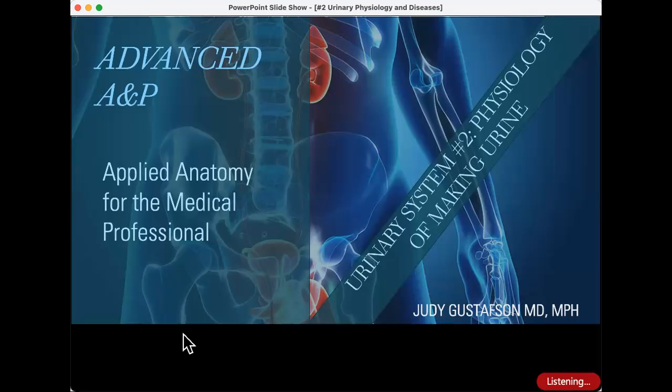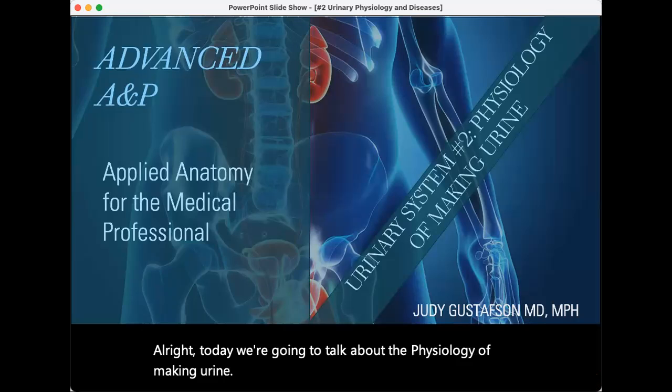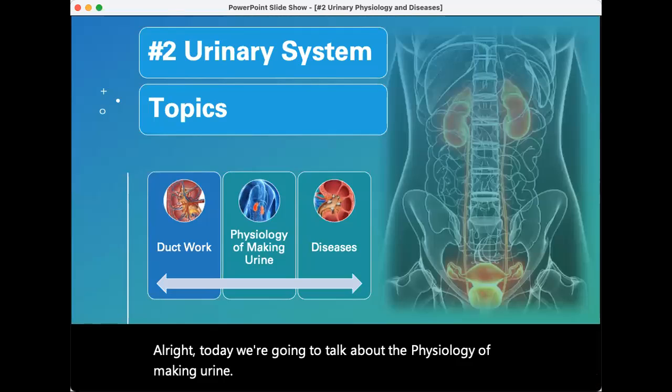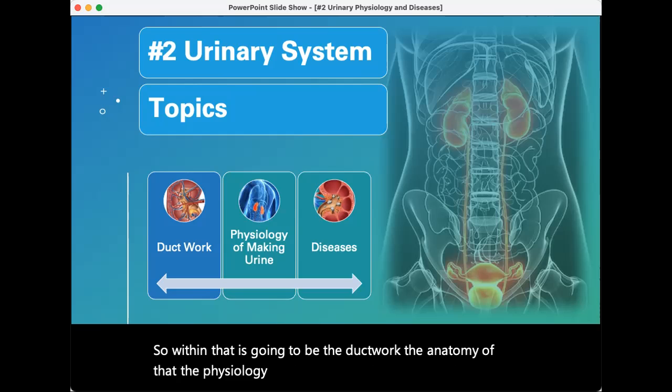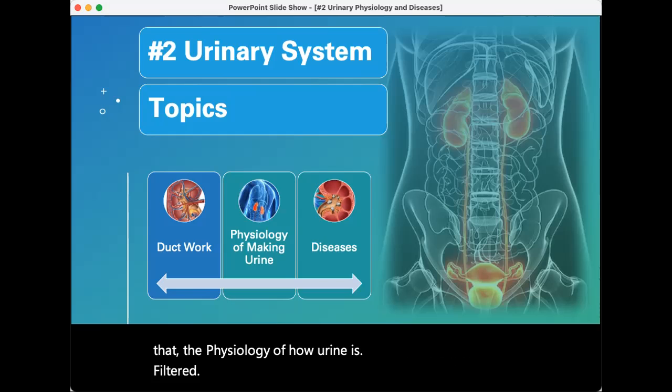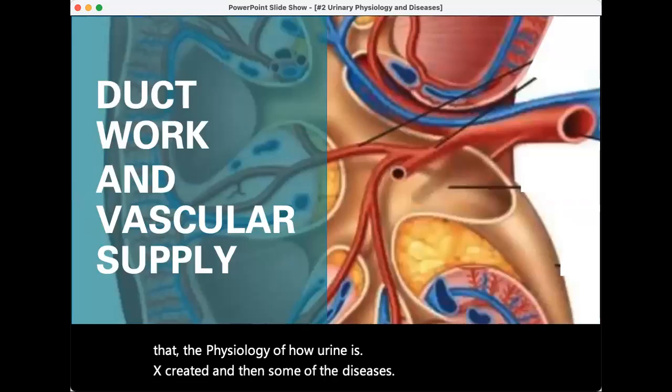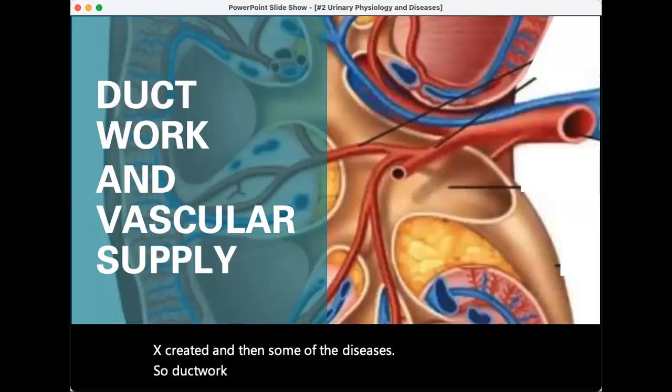All right, today we're going to talk about the physiology of making urine. So within that is going to be the ductwork, the anatomy of that, the physiology of how urine is filtered, excreted, and then some of the diseases. So ductwork and vascular supply.